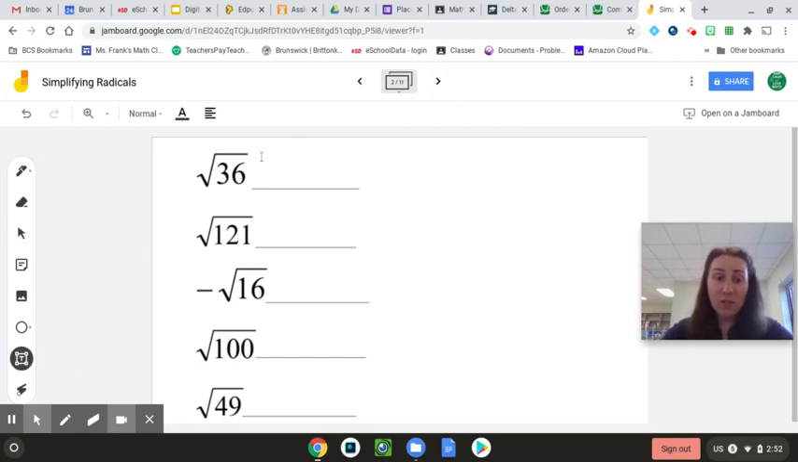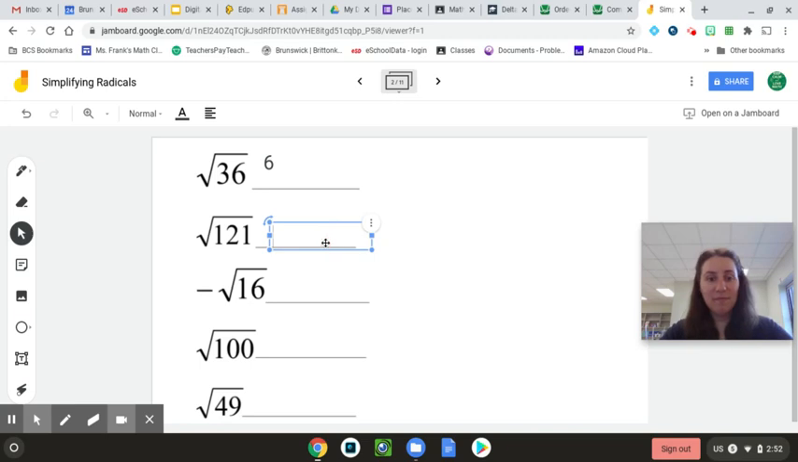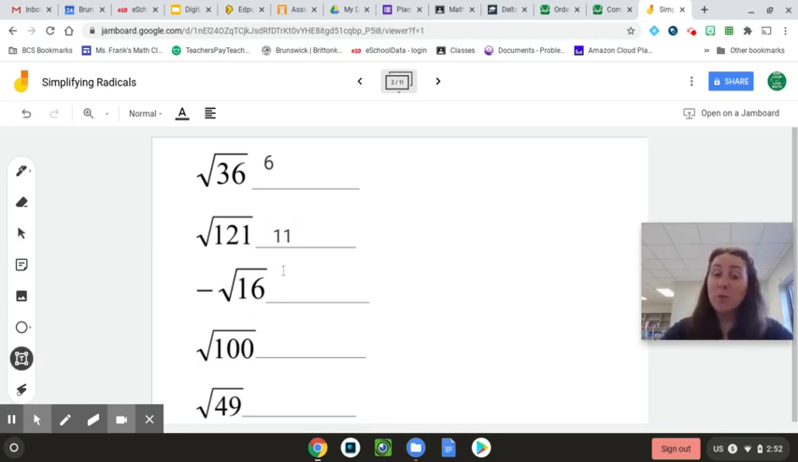So these are also radicals that you can simplify. But the ones on this page are ones that you should already know how to do, right? Because if you look, all of these radicals are perfect squares. So the square root of 36, we should know is 6. The square root of 121 is 11. The negative square root of 16. Well, the square root of 16 is 4, but since there's a negative sign in front, it is negative 4. The square root of 100 is 10. And the square root of 49 is 7.